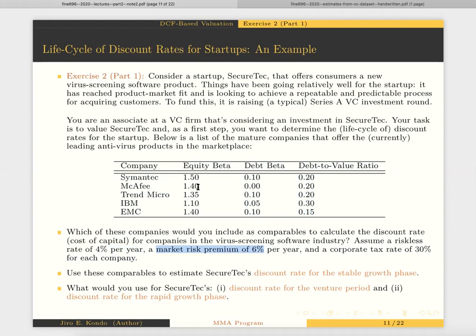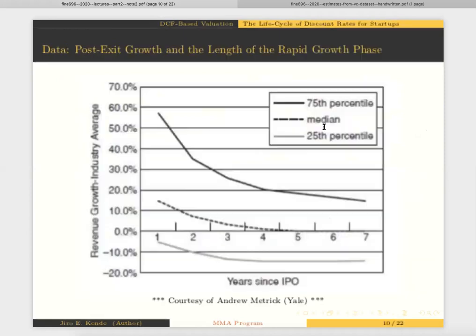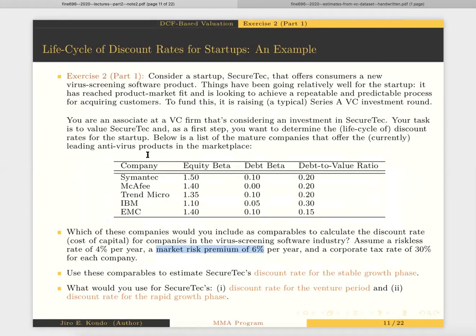For each company. So given this information, how can I use this data to get a discount rate for SecureTech in the stable growth phase? The first thing I need to do is decide which of these companies' data I'll actually use as a mature comparable. The first thing I want us to recognize is that we should not use the data on IBM and EMC to get our discount rate for a virus screening software company.